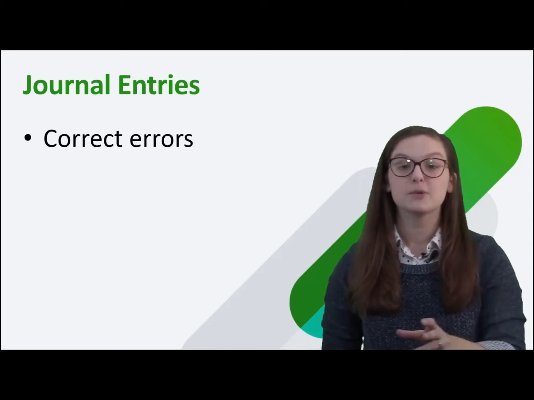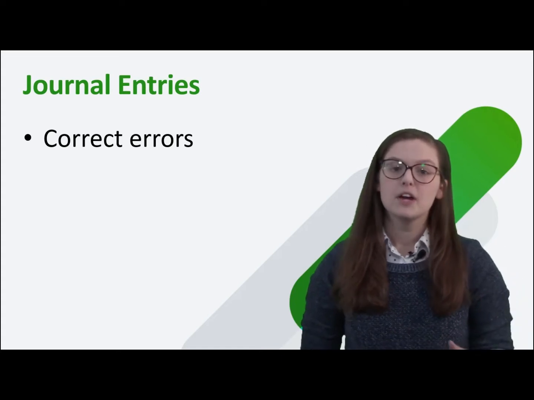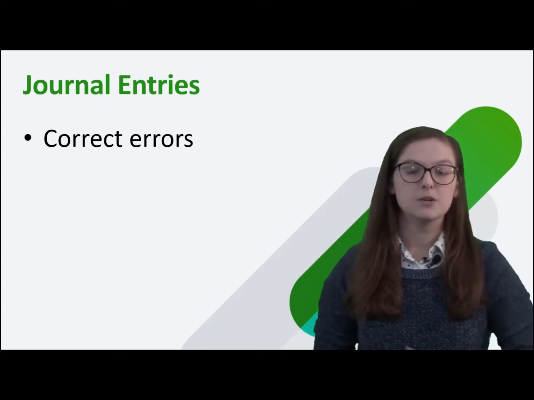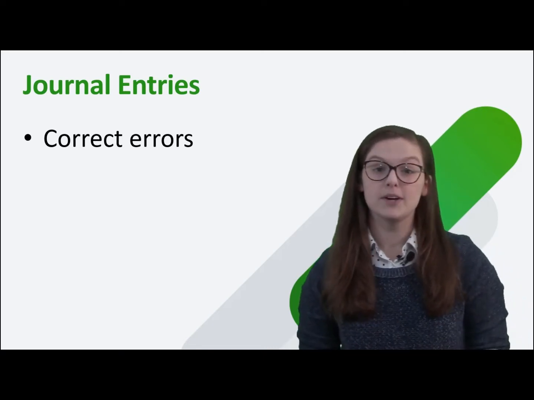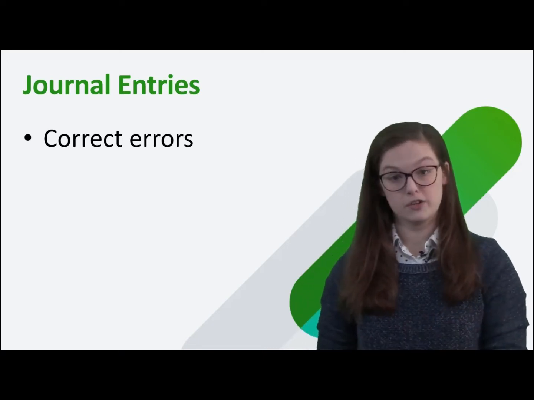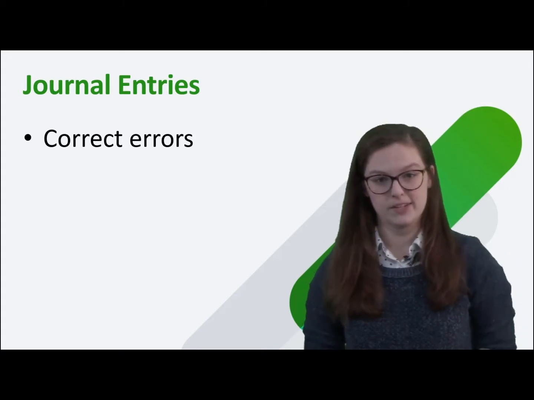Number 2, to correct errors. For example, your accountant found an error that affected 100 individual invoices. Rather than correcting each invoice, your accountant prepares one journal entry to correct all 100 invoices.